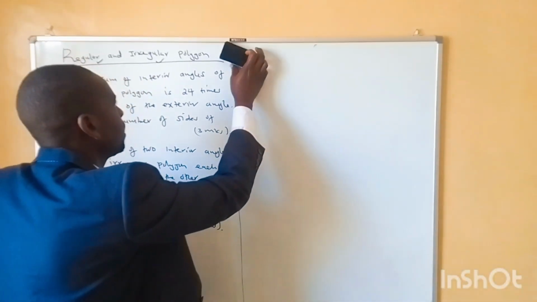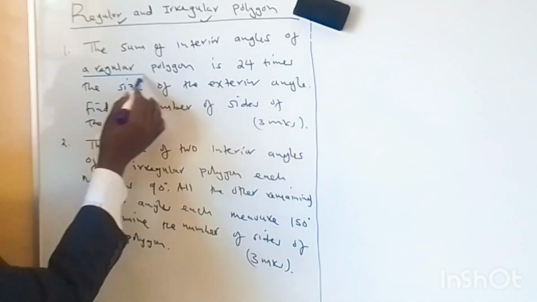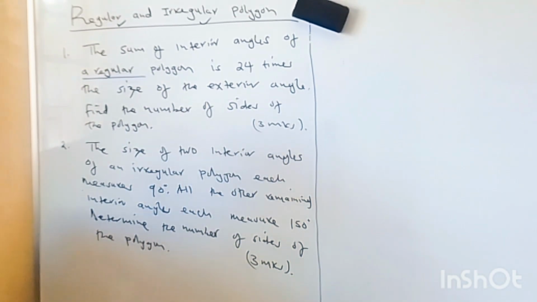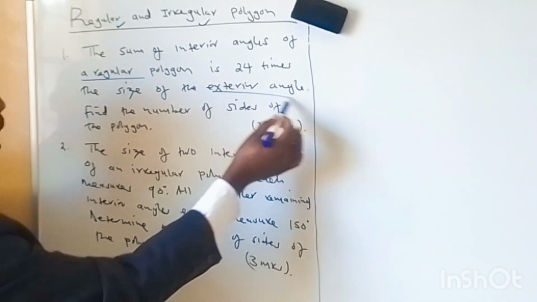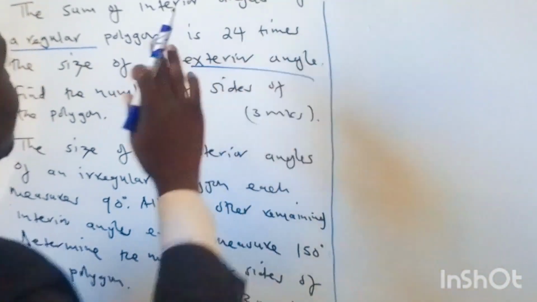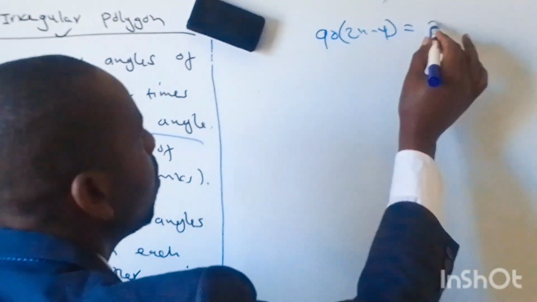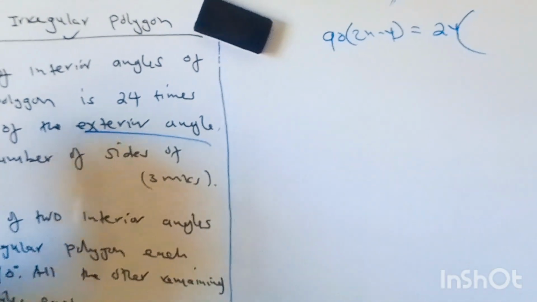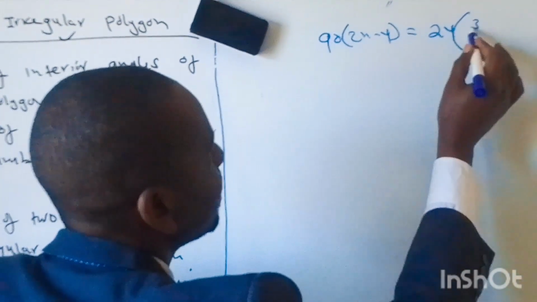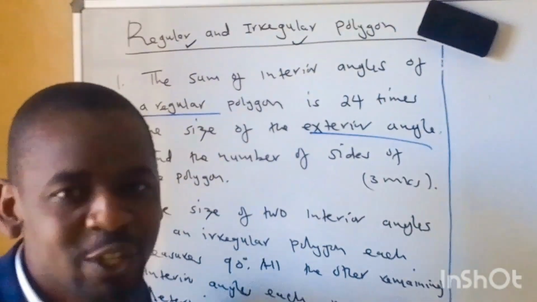So let's look at question 1, which is: the sum of the interior angles of a regular polygon is 24 times the size of an exterior angle. Find the number of sides. We've seen that the sum of interior angles is 90 into 2n minus 4. And we are told it is 24 times the exterior angle, and we know the exterior angle is 360 divided by n. So that is the equation we're supposed to form, you guys. Very cheap and very sweet.